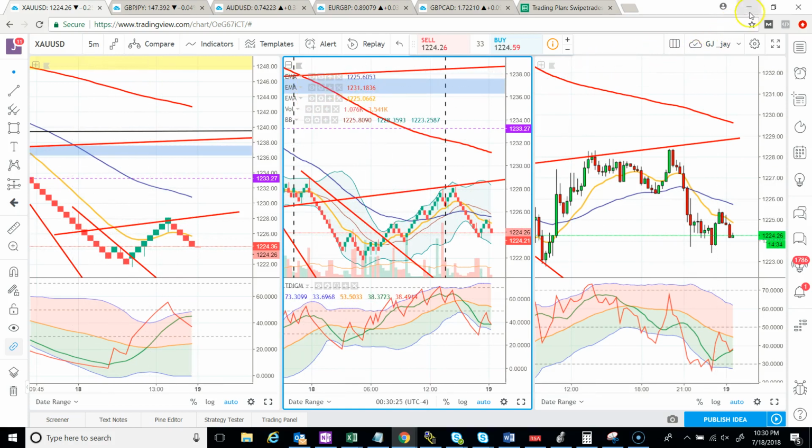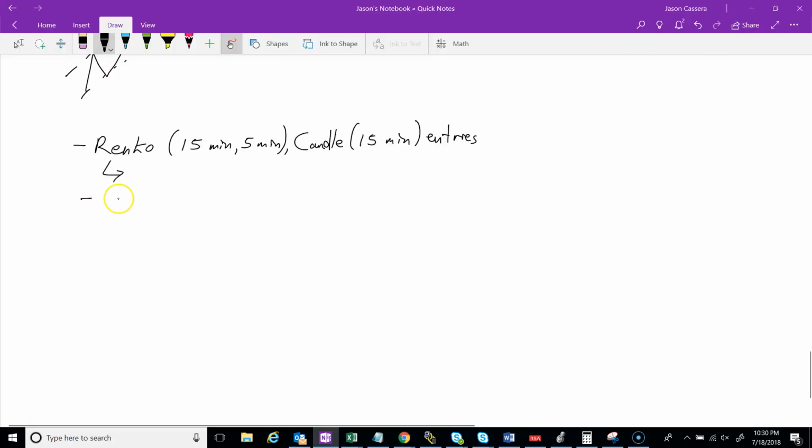So these EMAs have 3 values. They're each 3 different values, which will give you all the 3 different colored EMAs. Another thing, you have to use a 3 charting system, a 3-way charting system.